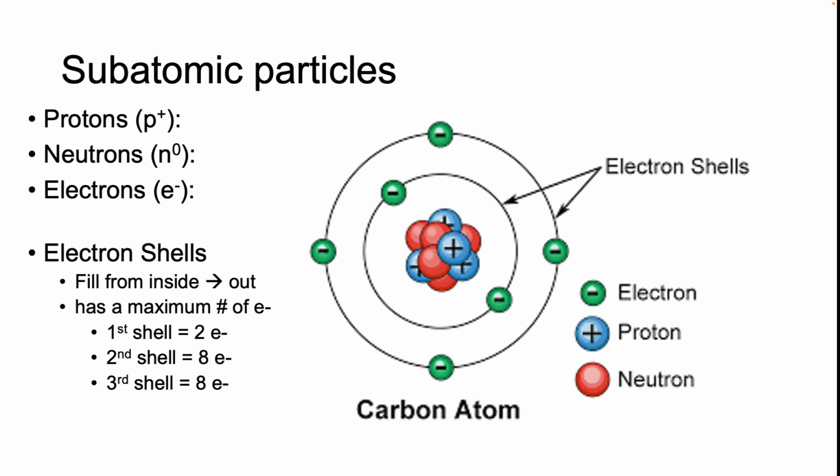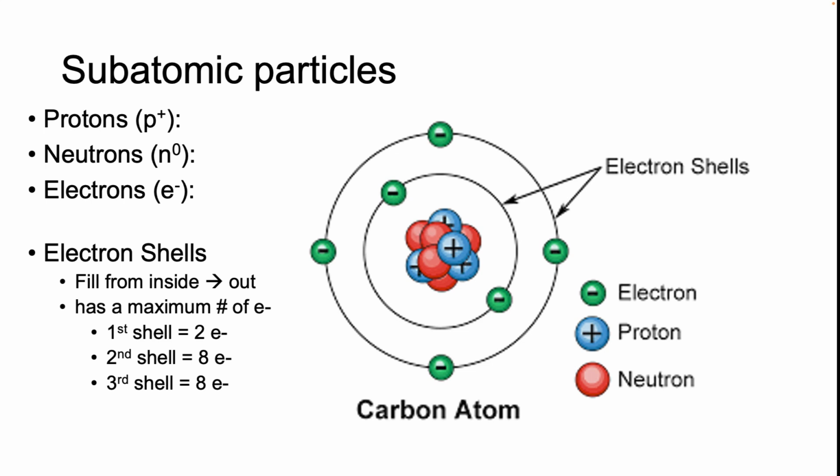But there are maximums. The first shell can only hold a maximum of 2 electrons. That's the innermost shell. The next shell, the second electron shell, can hold a maximum of 8, and the third shell can hold a maximum of 8 as well. This is because the inner shell is so much smaller, it can only fit 2. The next rule is that we're going to fill these shells from the inside out. So we will fill each shell to its maximum before we go to the next shell.